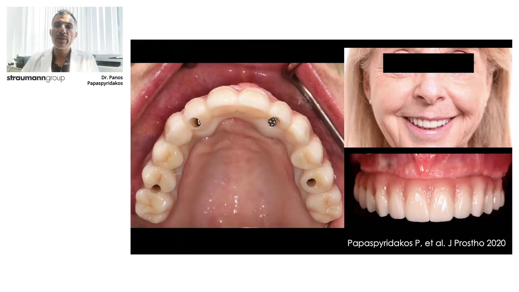And here you see the patient that I was showing you in the beginning during treatment. This is the final definitive rehabilitation with monolithic zirconia prosthesis with gingival cutback to allow for the pink porcelain. Happy patient. We published that a year ago in the Journal of Prosthodontics.